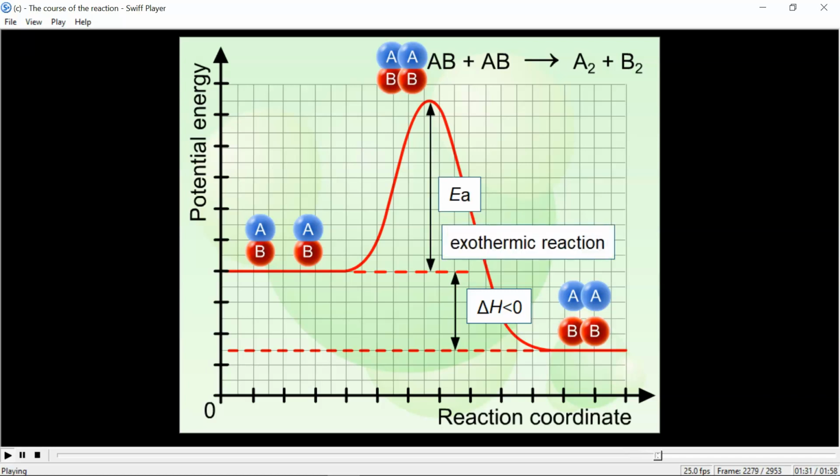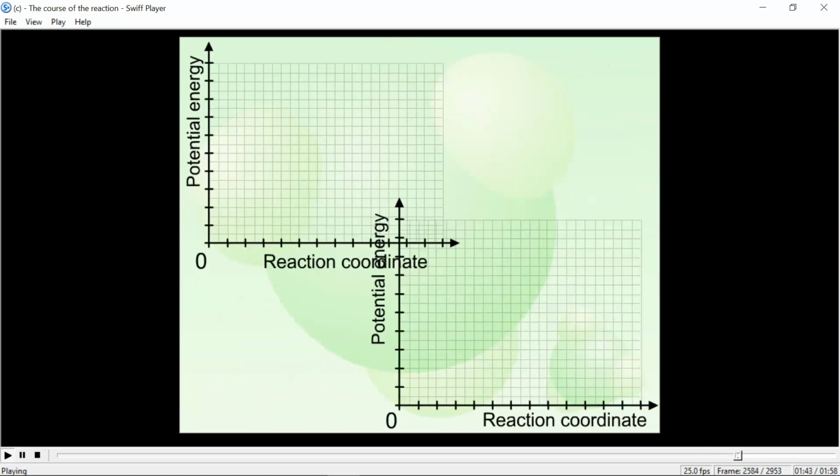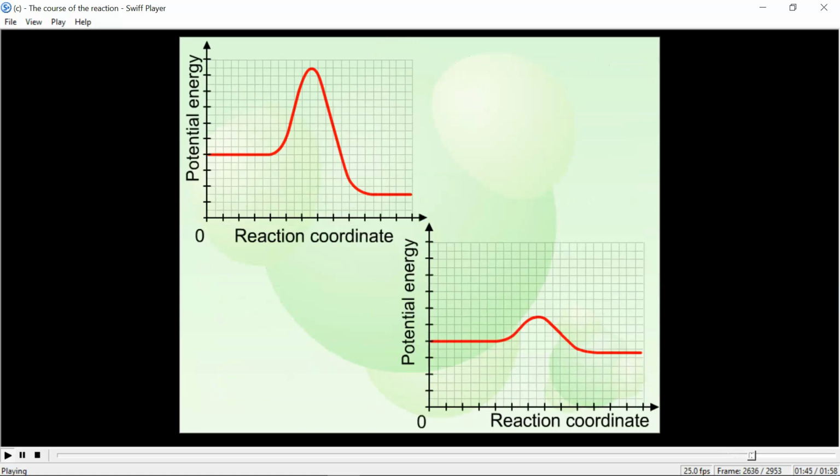The reaction is exothermic. Note that for the reverse reaction, where A2 and B2 form two AB molecules, the activation energy is higher. The existence of the energy barrier explains why some reactions are slow and some are fast. Reaction rates depend on the magnitude of the activation energy. The higher the energy barrier, the slower the reaction.